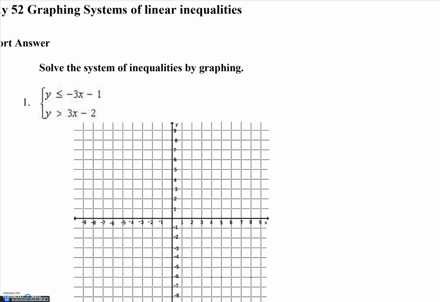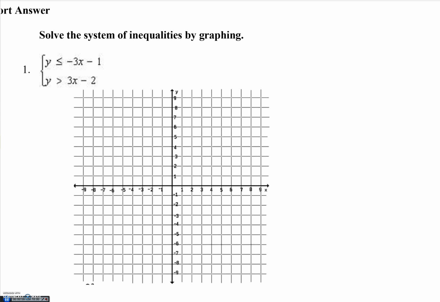Today we're going to be graphing systems of linear inequalities. We're going to start like we do all graphing with the y-intercept, so we'll call this the blue line. So we're going to start at -1, which is the y-intercept. And then we're going to go down 3 and over 1. So there's that one.